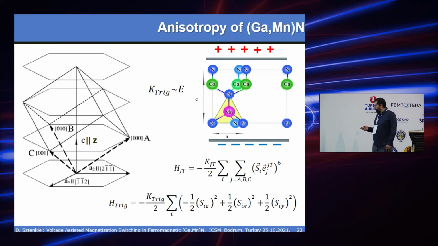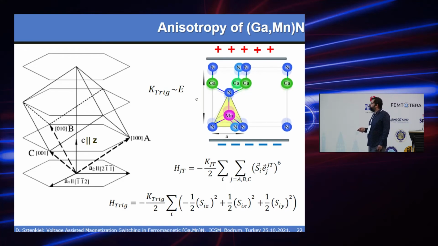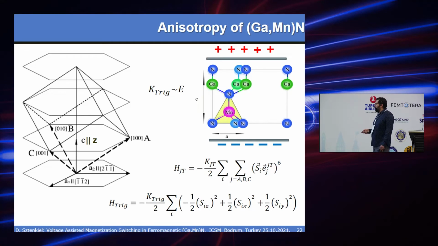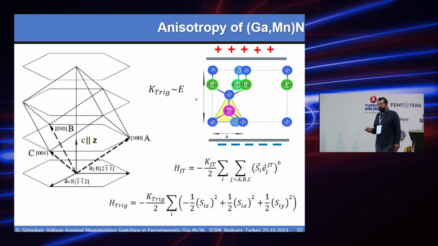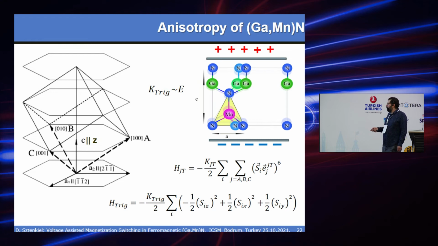We take into account also magnetocrystalline anisotropy. We have uniaxial anisotropy along the c-axis of the crystal. We modify this uniaxial anisotropy by electric field. We have here a hard axis along the c-axis, and here is the easy plane, perpendicular to the c-axis. And we can control this parameter by electric field.